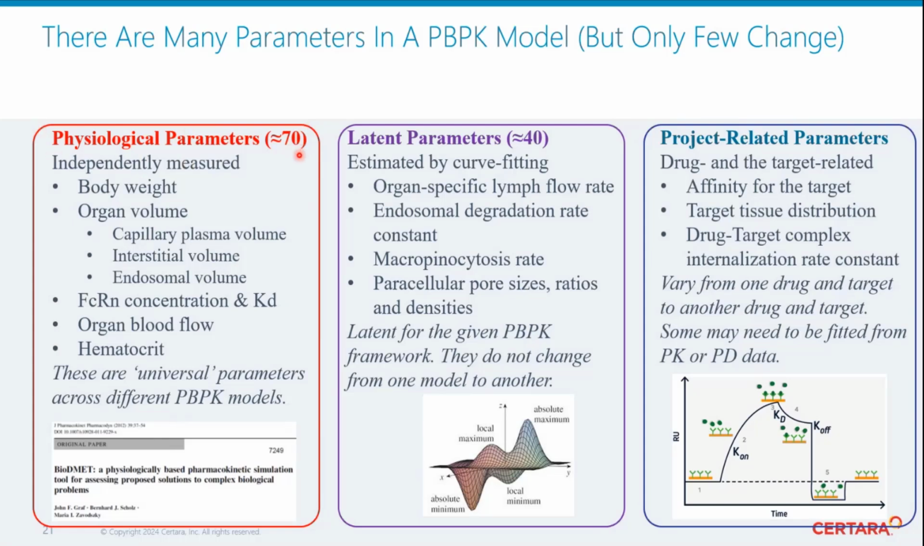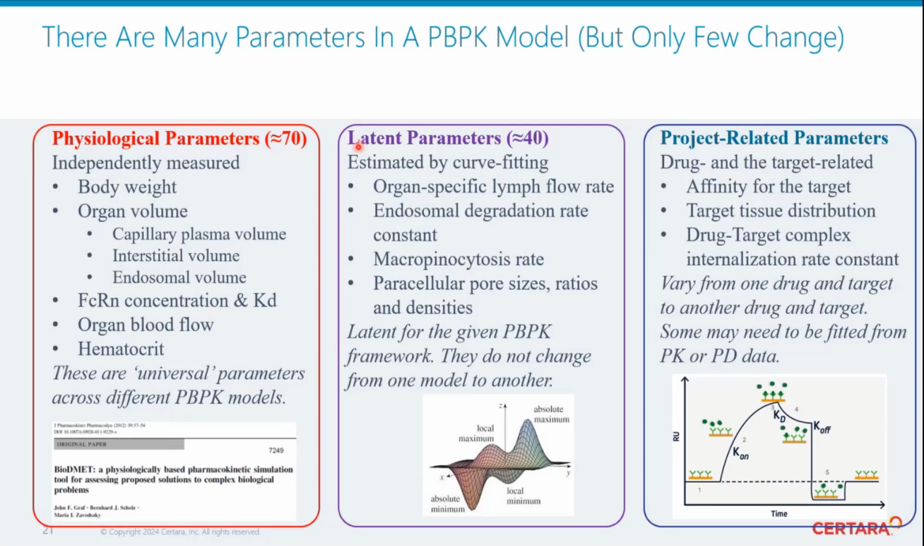Well, a mouse is a mouse is a mouse. So one mouse can be different from another, but a typical mouse is fairly well characterized as it comes to body weight, organ volumes, blood flow rates, serum concentrations, so on and so forth. And they are tabulated. They are available from the public domain. These parameters are not modified when you move from one model to another. They are embedded. They are hardwired.